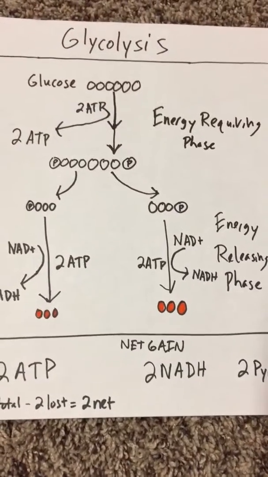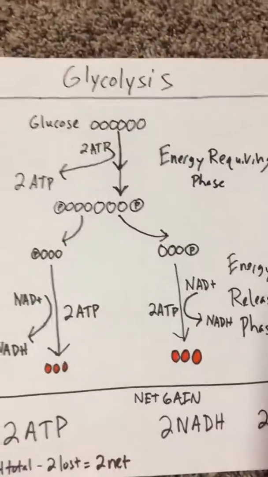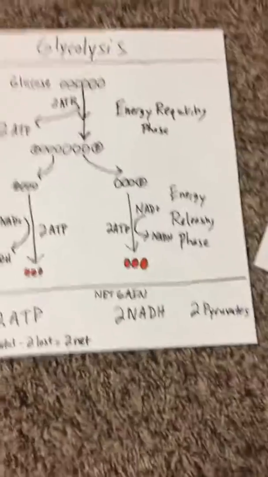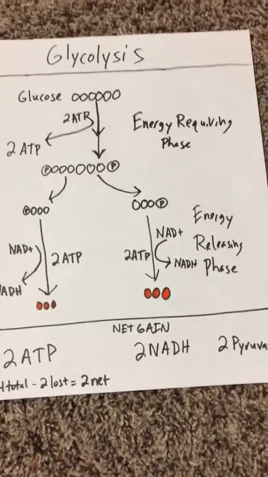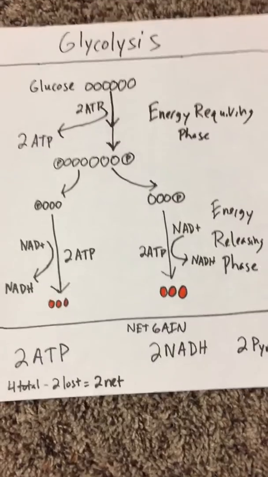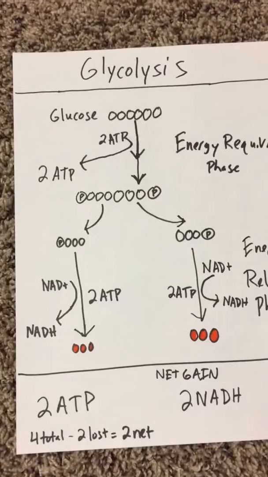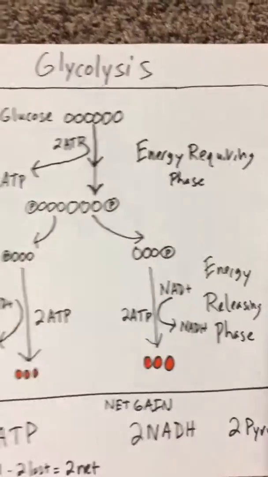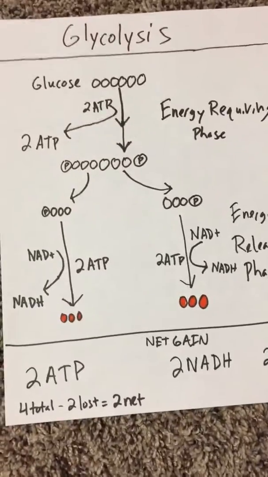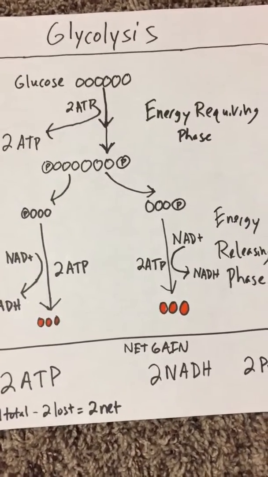So there's two phases to glycolysis. There's the energy requiring phase, as you can see here, and the energy releasing phase, which is down here. And now we'll go more into the specifics of it. In the energy requiring phase, the glucose molecule, which has a 6-carbon chain, gets 2 phosphate groups added to it. That's these little guys right here. This makes it unstable and allows it to split in half and form 2 phosphate-bearing 3-carbon sugars.